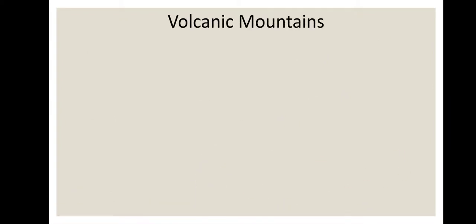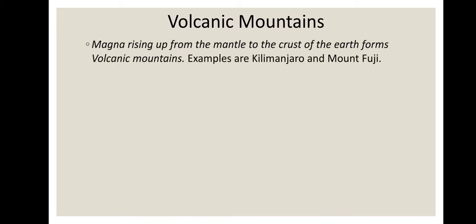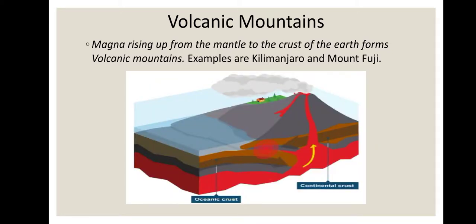Volcanic mountains. Magma rising up from the mantle to the crust of the earth forms volcanic mountains. Examples are Kilimanjaro and Mount Fuji. Here you can see the volcanic mountains.